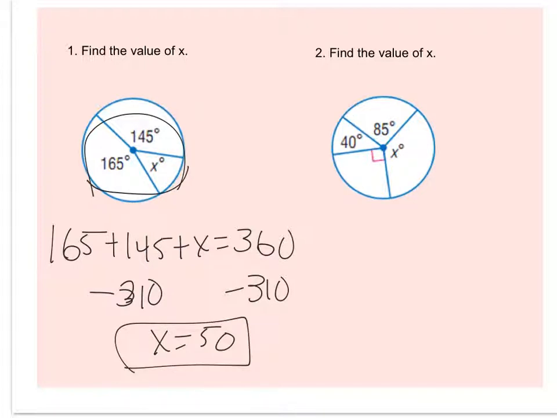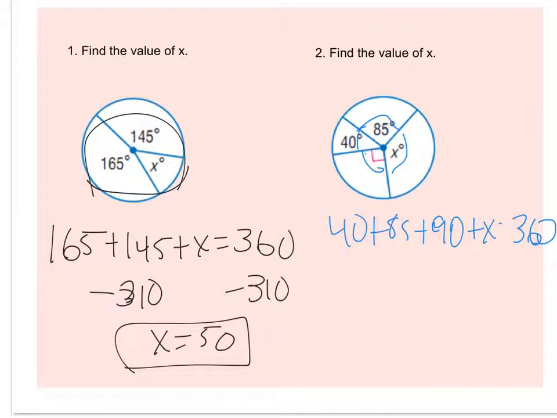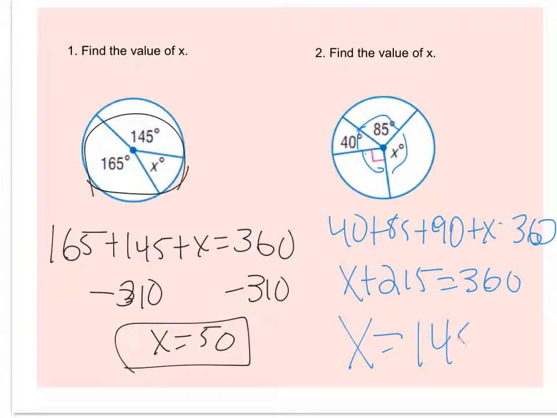For number 2, I've got 40, 85, x, and this, and don't forget that means 90. So 40, 85, 90 plus x equals 360. So 40, 90 is 130. 130 plus 85 is going to be 215. So x plus 215 equals 360. So 360 minus 215 is going to be equal to 145. So that's how big that angle is.